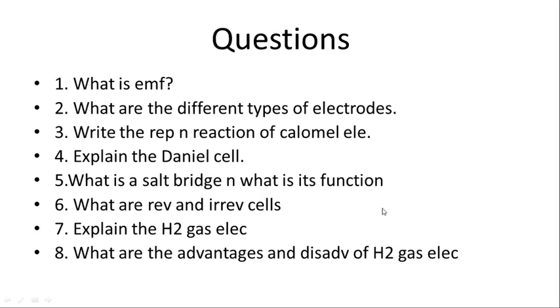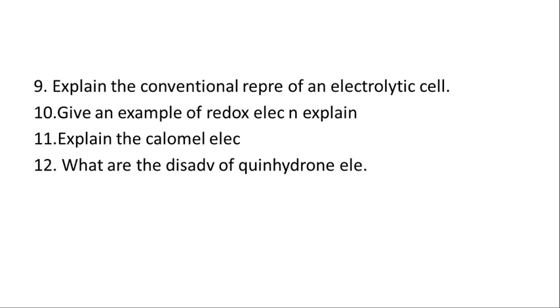What are reversible and irreversible cells? Explain the hydrogen gas electrode. What are the advantages and disadvantages of the hydrogen gas electrode? Explain the conventional representation of the electrolytic cell. Give an example of a redox electrode and explain the calomel electrode. What are the disadvantages of the two-motor electrode, etc. Various questions can be asked, and if you can answer all these questions, then you have understood whatever we have done so far.